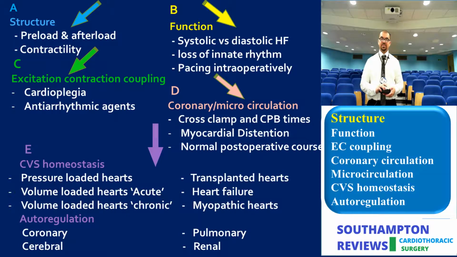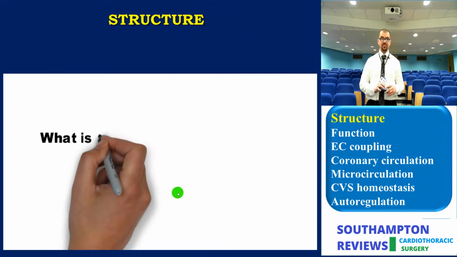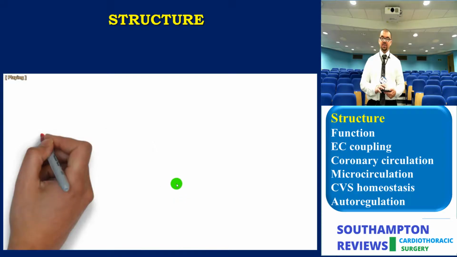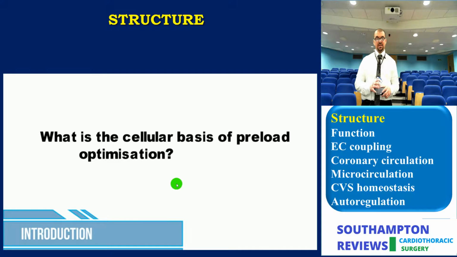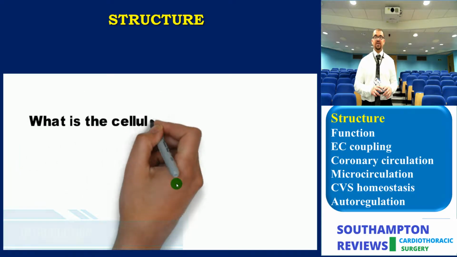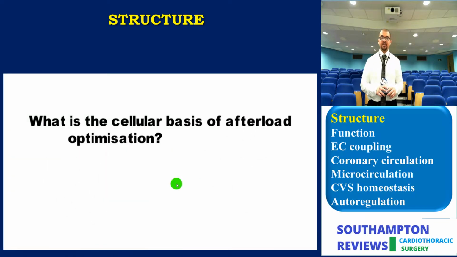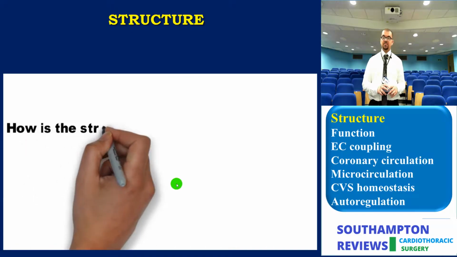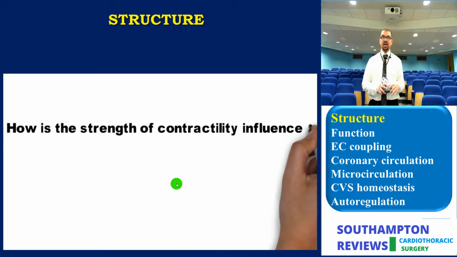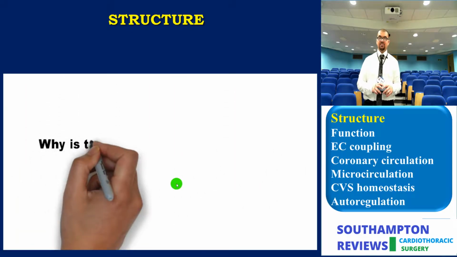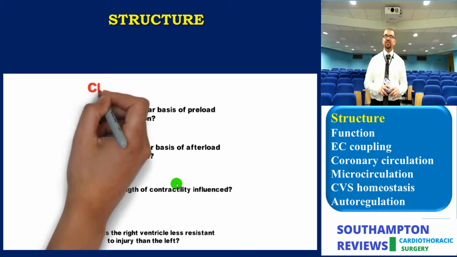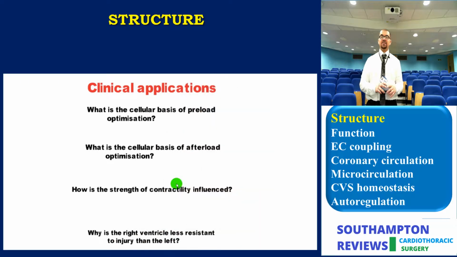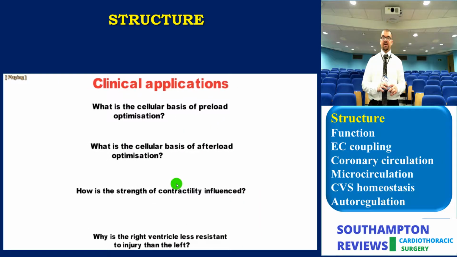By the end of this chapter subset, you should be able to answer a few questions. For instance, what is the cellular basis of preload optimization? What is the cellular basis of afterload optimization? And how is contractility affected by various factors? Why is the right ventricle less resistant to injury than the left ventricle? And so on.